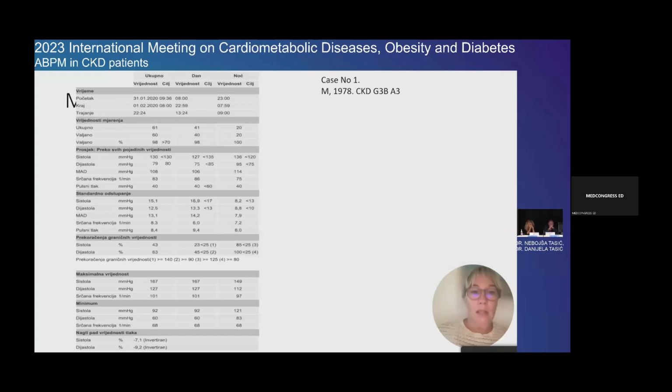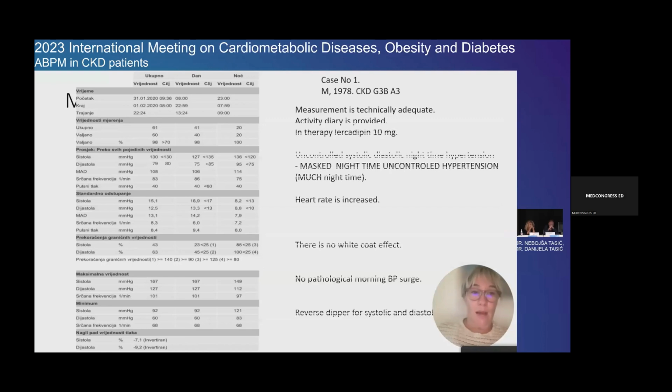What I'm trying to say here on this patient case, like this patient with CKD stage C3B-A3, he's a type 1 diabetic, and when you look at his daytime blood pressure measurements, he's obviously well controlled, but his nighttime hypertension is masked uncontrolled nighttime hypertension.